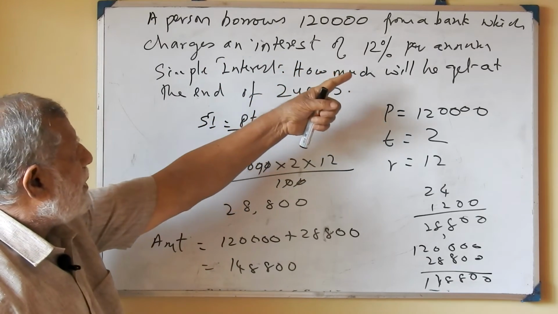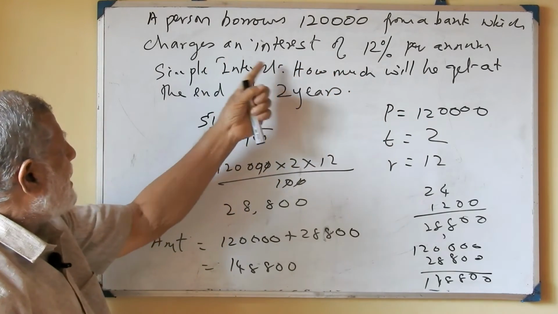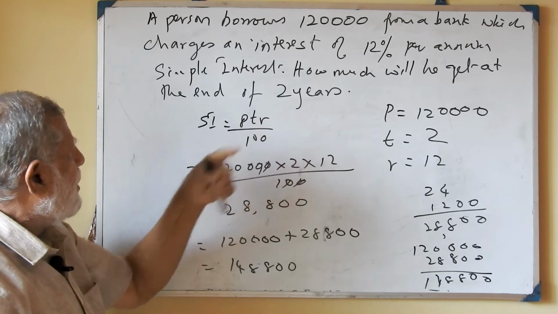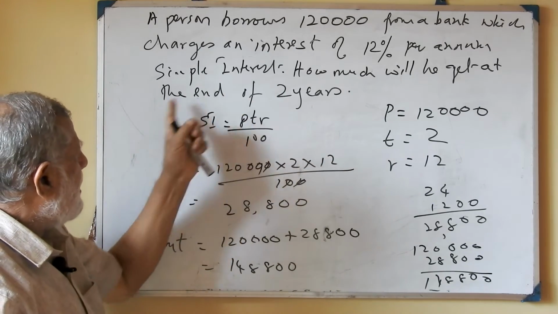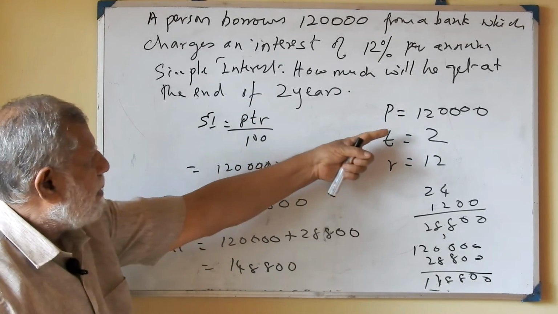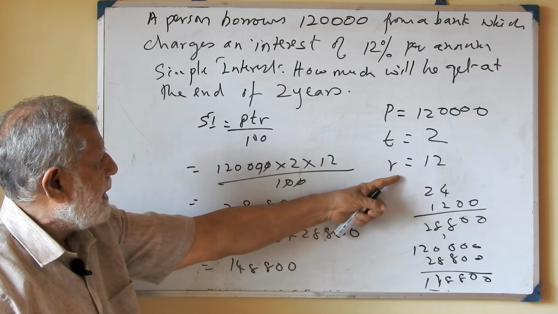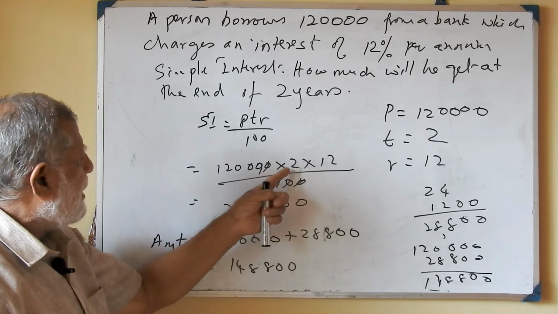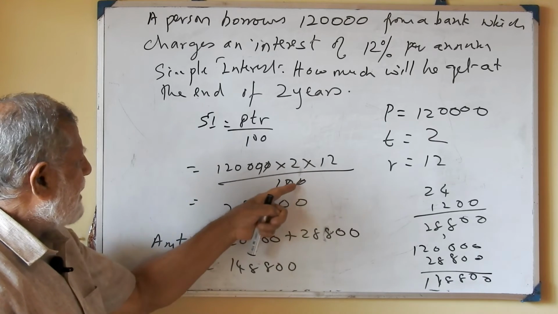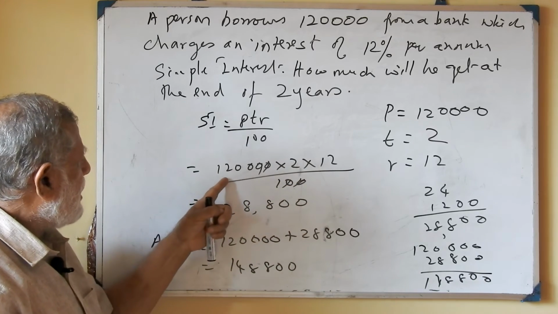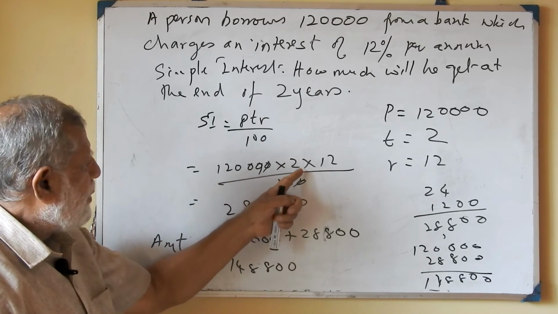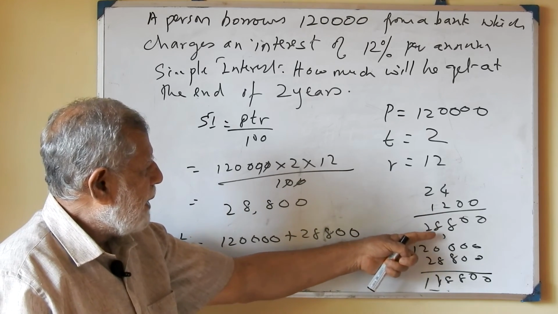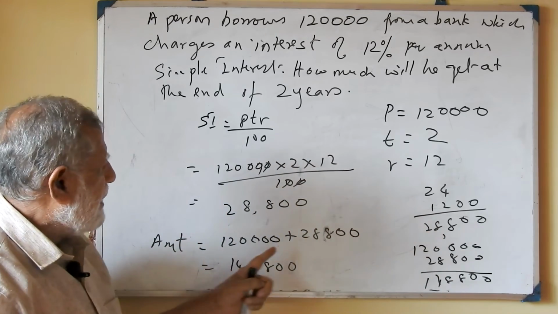So I'll go through the sum again. A person borrows 120,000 from a bank which charges interest of 12% per annum. How much will he get at the end of 2 years? So the formula is SI equals PTR over 100, P is equal to 120,000, T is equal to 2 years, R is equal to 12. So we just directly apply the formula: 120,000 into 2 into 12 upon 100. Cancel 0, 0. So 1,200 into 24, that will be equal to 28,800. So 28,800 is the interest.